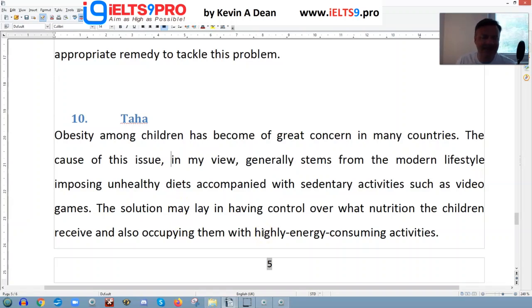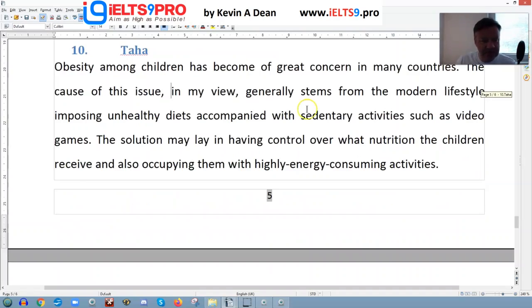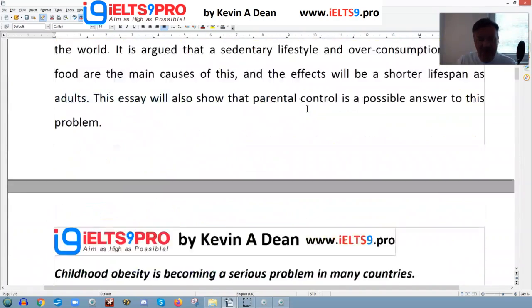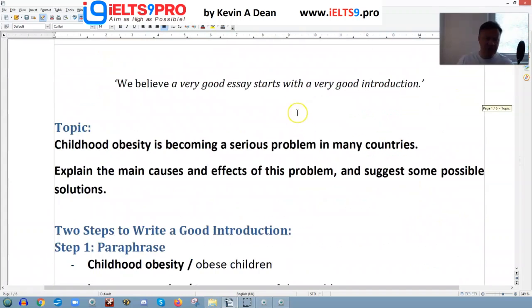Well, modern lifestyle doesn't necessarily impose anything. It's imposing unhealthy diets, accompanied with sedentary activities such as video games. The solution may lay in having control over what nutrition the children receive, or what food they eat, and also occupying them with highly energy-consuming activities. Okay, so that's not too bad. I wouldn't phrase it in that way, but still, that's pretty good. So, in general then, not too bad.